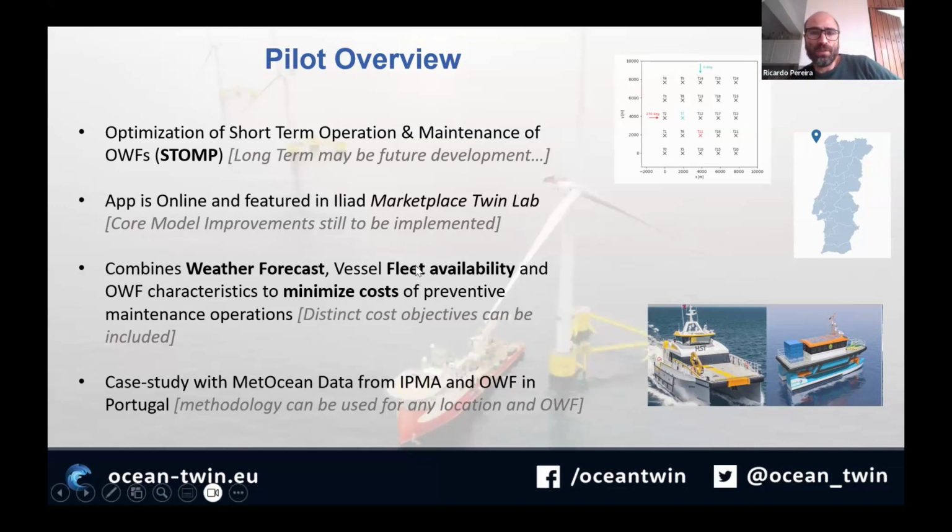So the weather forecast is one important element. Another important element is the vessel fleet availability, meaning which vessels are available to do your maintenance. And of course, the characteristics of the farm itself. I put here a little map, in which each of these crosses ideally represents a turbine.